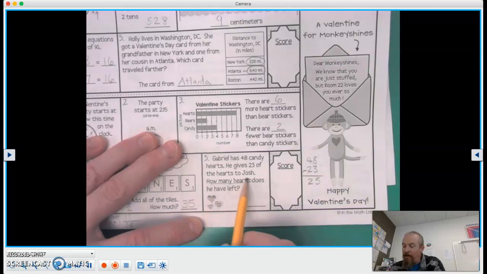So how many hearts does he have left? 25 hearts.